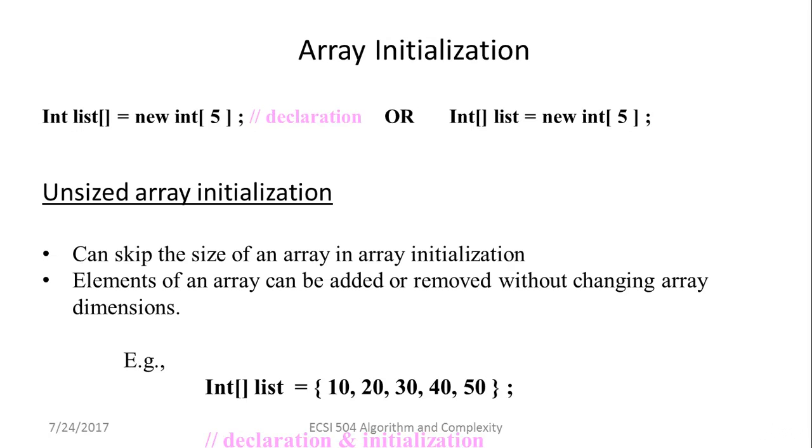Array initialization. So we learned about the declaration, and now it's about array initialization. We can skip the size of an array in an array initialization. Elements of an array can be added or removed without changing any dimensions. So here's an example here. Int list, when we have the variables. Declaration and initialization is done.